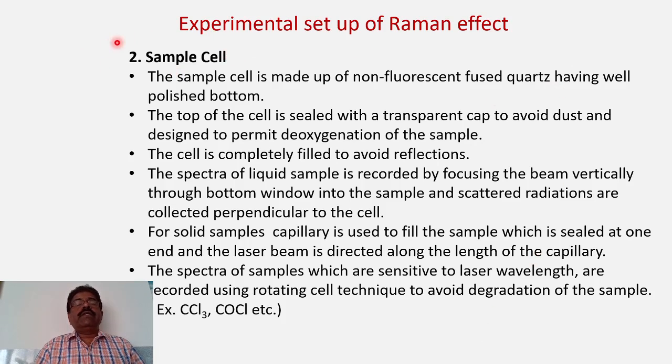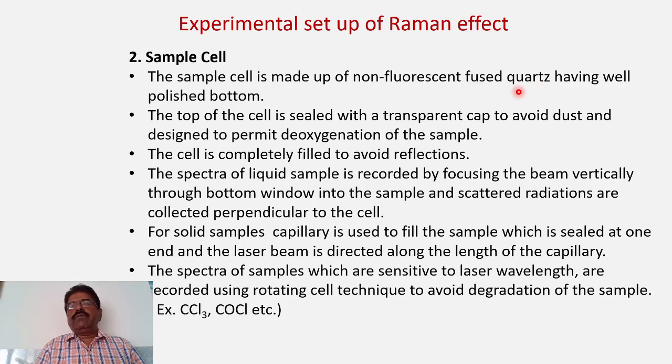Then there are some basic important facts about the kind of sample cell required in a Raman spectrometer. So what are these requirements, or these specific characteristics of the sample cell, that we shall see here. First of all, the typical material required for the sample cell is non-fluorescent fused quartz, and it has a well polished bottom, because from the bottom side the radiations are incident onto the sample. So the sample is kept in this non-fluorescent fused quartz tube.